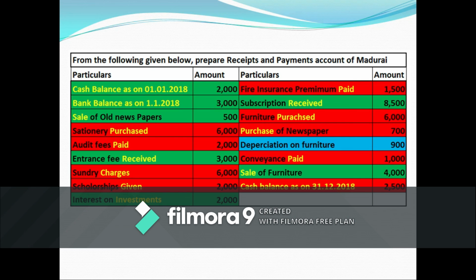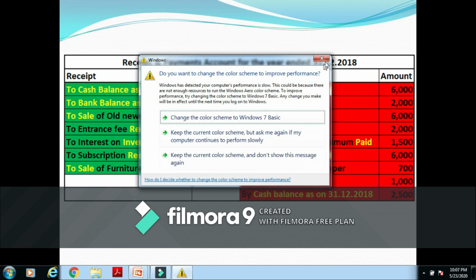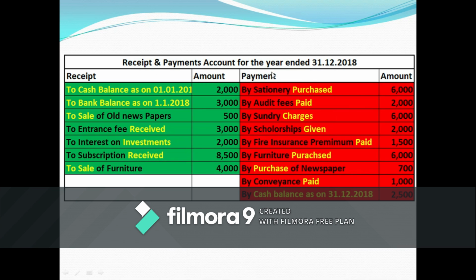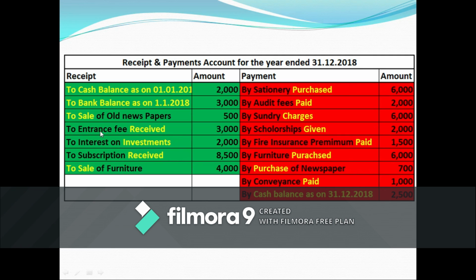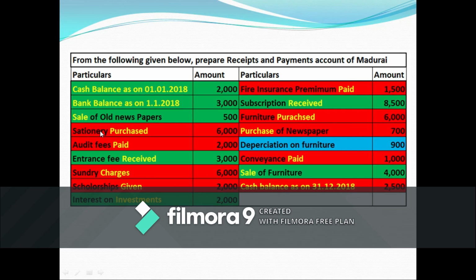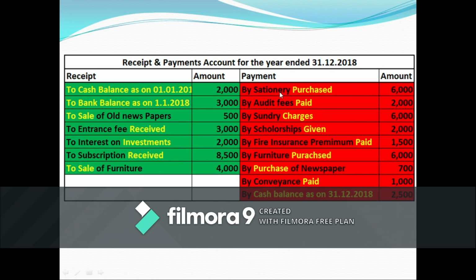Here closing balance, always the closing balance should be mentioned in the payment side. Here the same sum, here just highlighted, just identified whether receipt side or payment side. Next step, here receipt and payment account for the year ended 31st March 2018. Receipt, payment, here payment amount. Here receipt side, whatever we highlighted earlier in green, all the receipts should be mentioned in the receipt side. Here whatever highlighted in red, here we mention in the payment side.